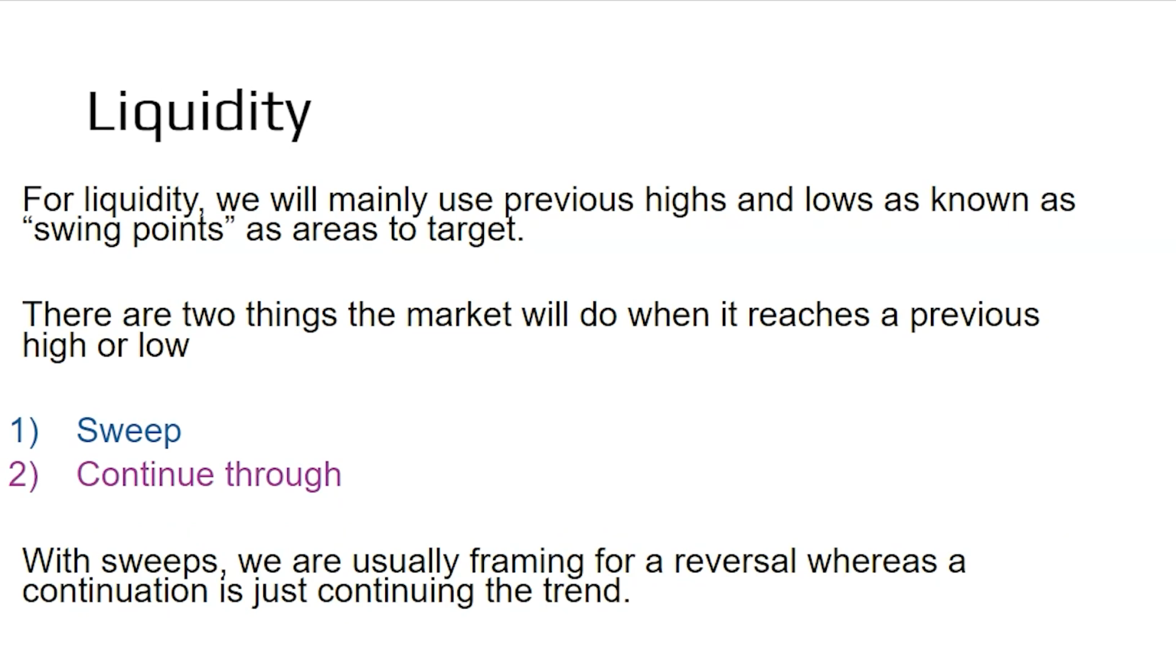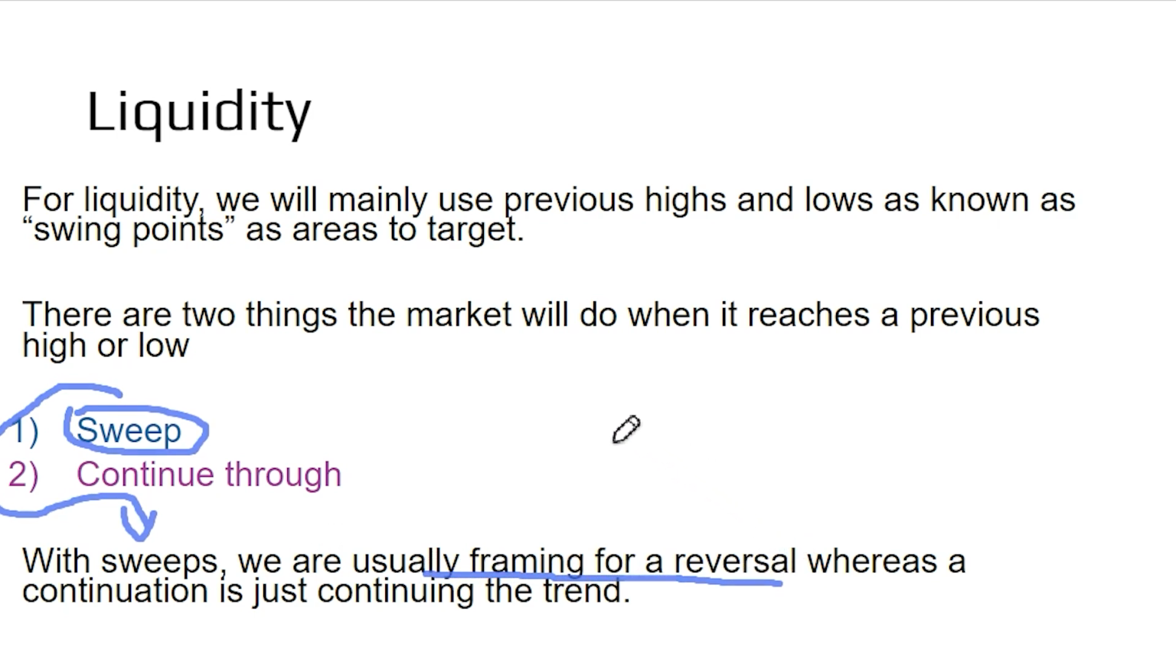Continuing on, let's look into liquidity. For liquidity, we're mainly going to use previous highs and previous lows as known swing points as areas to target. There's two things the market will always do when it reaches a previous high or low. One is a sweep, and the second is continue through. Now, the one I want us to focus on is sweeps. When it comes to sweeps, we are usually framing for a reversal.